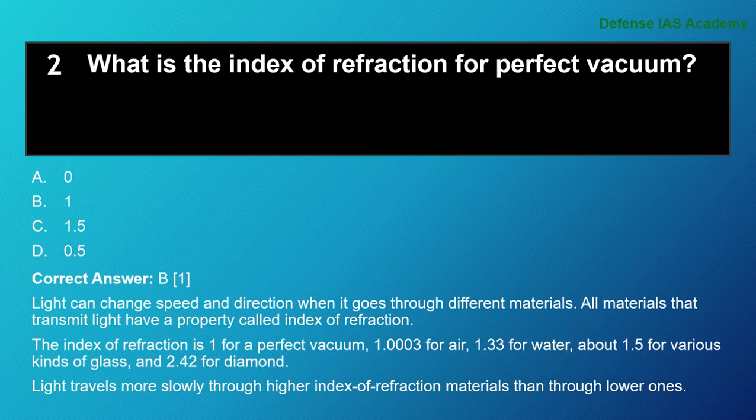What is the index of refraction for a perfect vacuum? The answer is option B, 1. Light can change its speed and direction when it goes through different materials, and all materials that transmit light have a property called index of refraction. So what is index of refraction? It is the ratio between the speed of light in a vacuum and the speed of light in a medium.